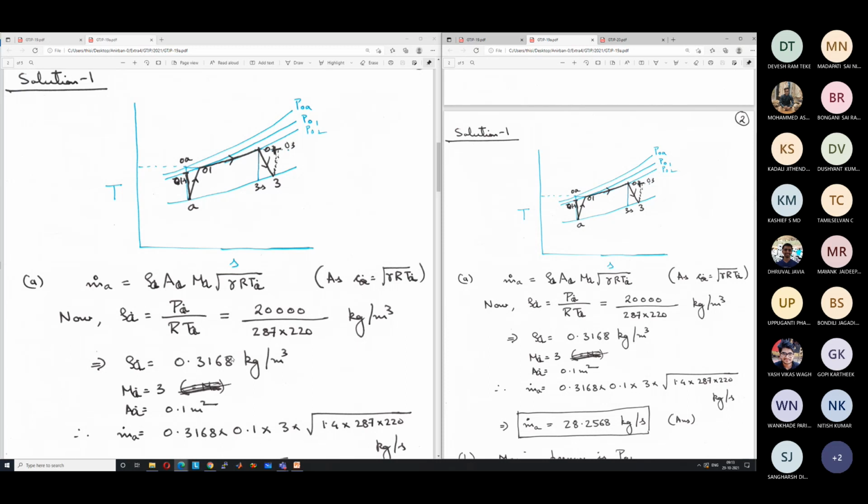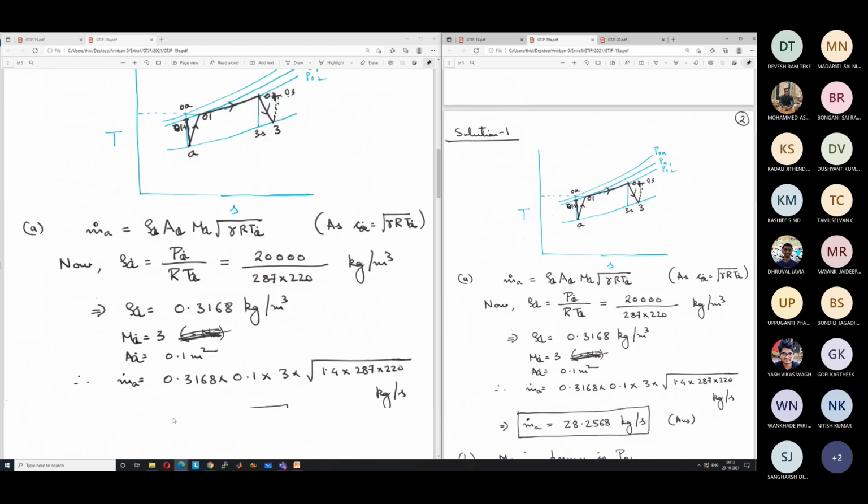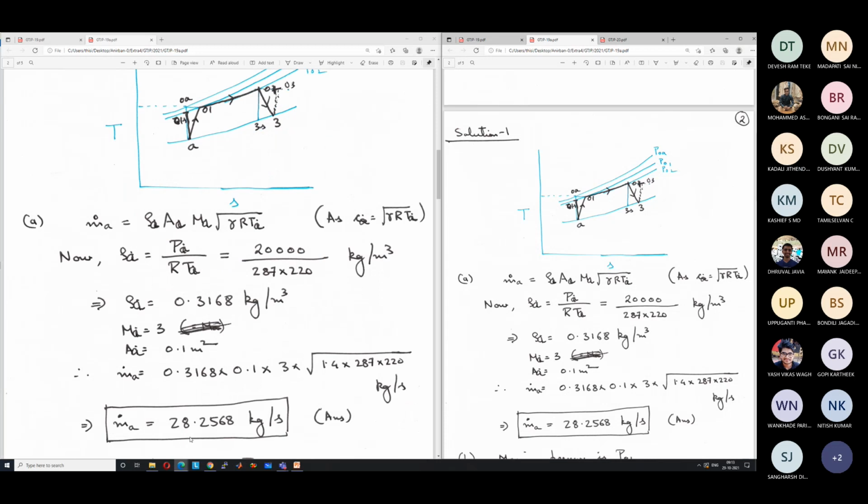For example, I was trying a gamma value of 1.33 instead of 1.333, and finally I saw that the thrust deviated by more than 100 Newton in the final result because of the small approximation. So at least 3 digits should be taken. Anyway, Mach number Ma is 3, gamma is 1.4, area is 0.1 meter square, R is 287 and Ta is 220. If you plug in these values, you get the mass flow rate as 28.2568 kg per second. So it's not difficult.